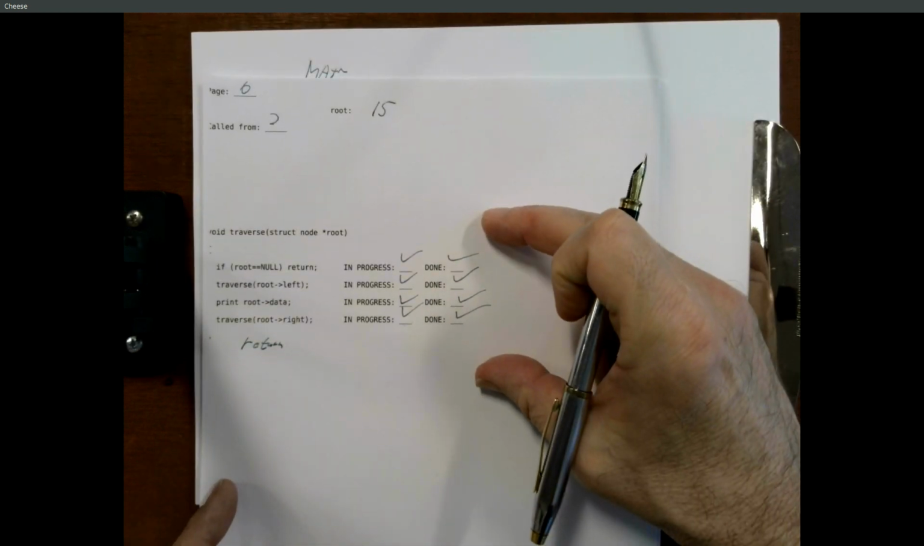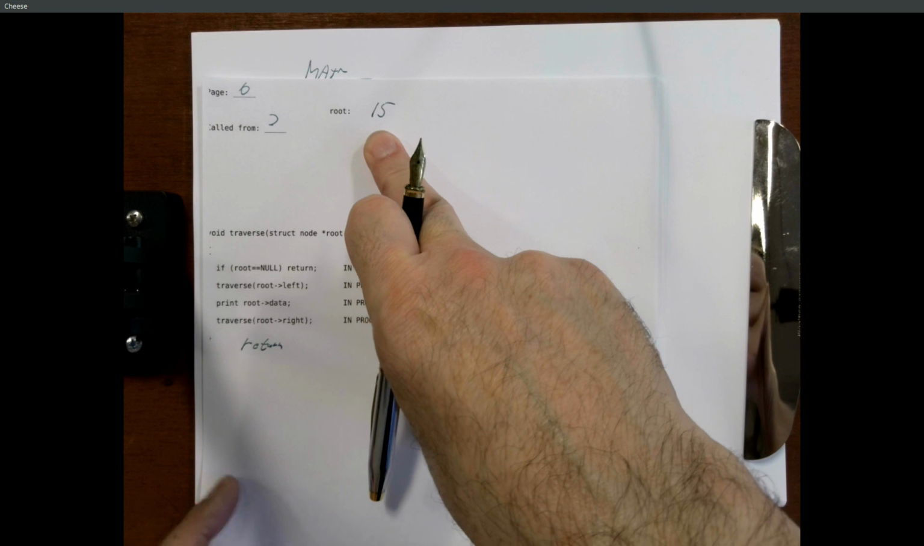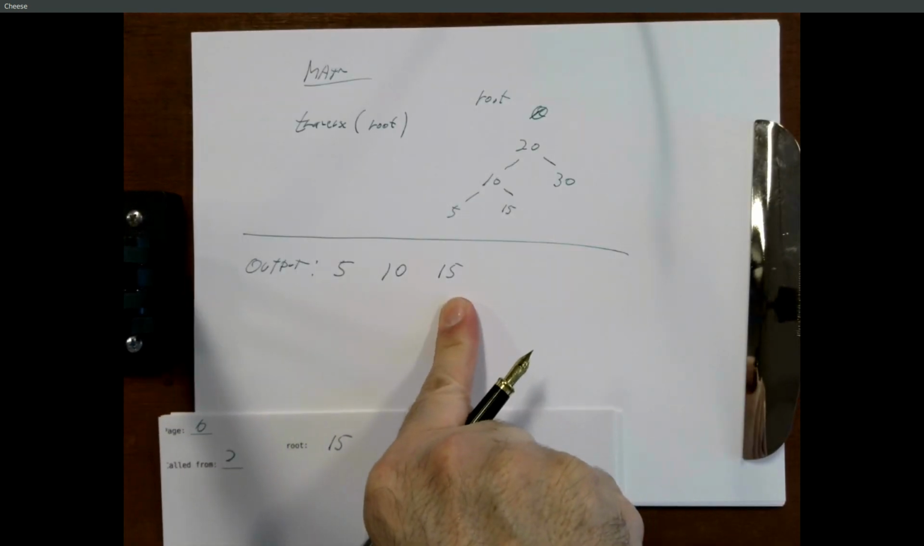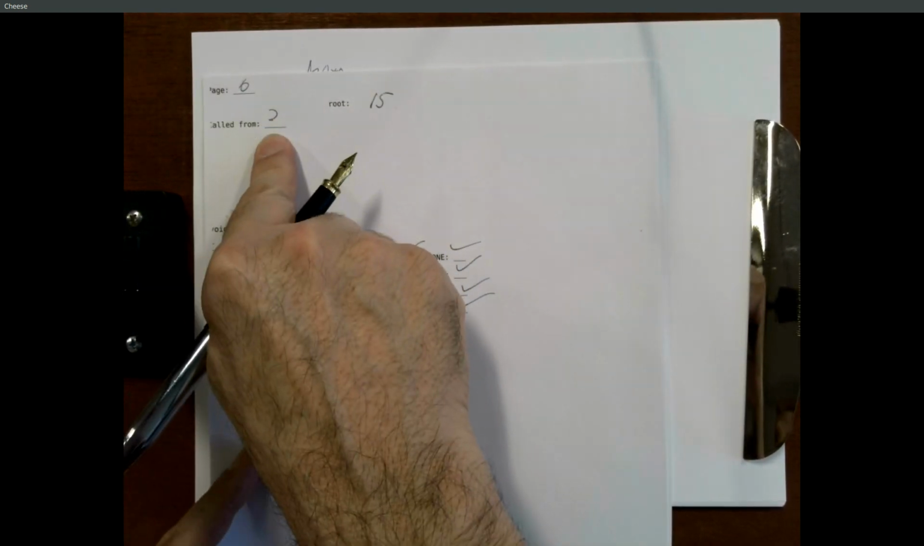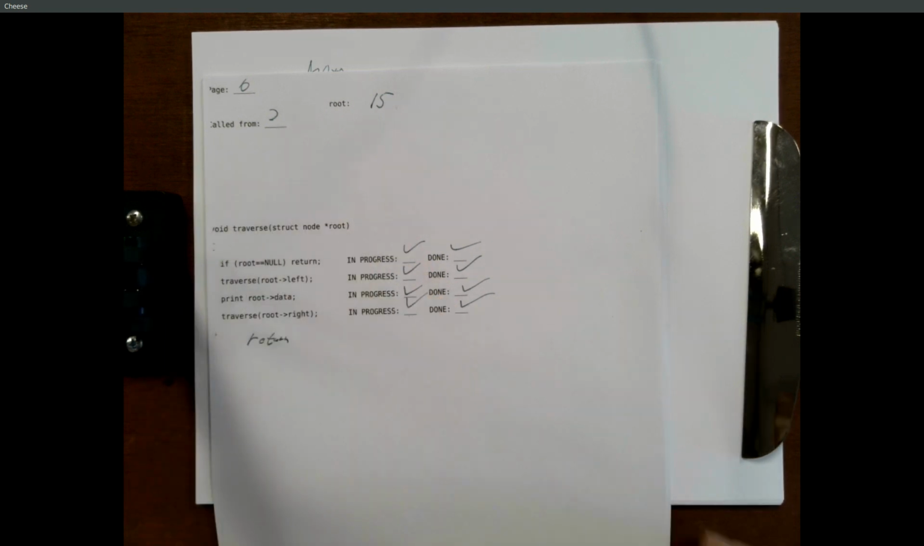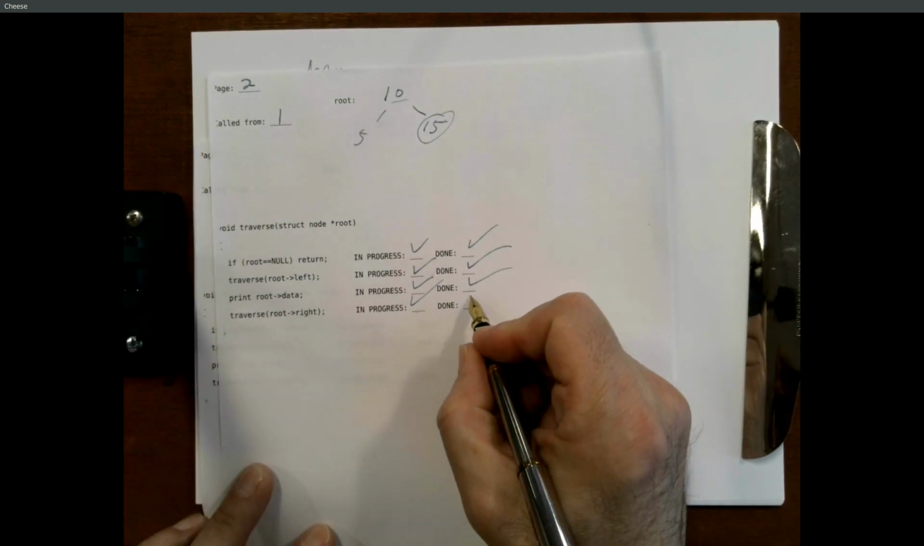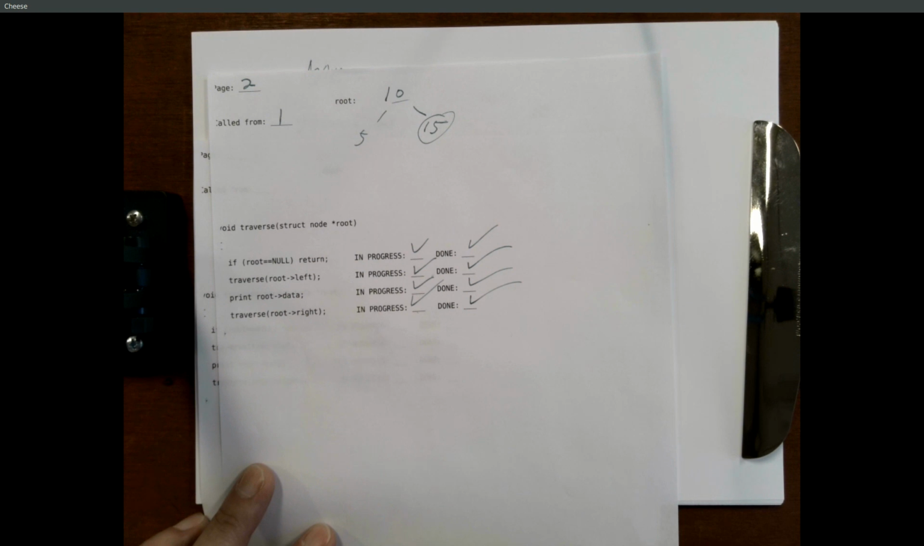What did this call do? It traversed the tree that looks like this. That's what printed this 15. We're going to return back to call frame 2. Okay. We don't need to know what call frame 2 is. It's on the top of the stack. We pop the stack. We just finished this traverse of root arrow right.